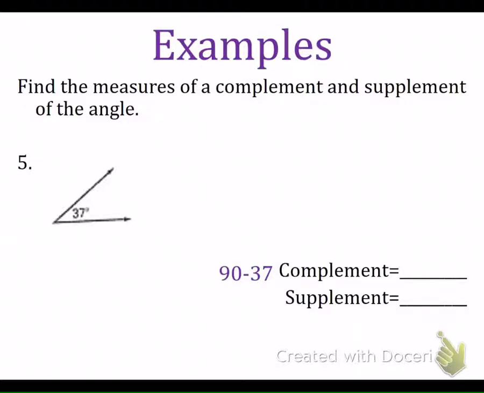Quit answering if you're not going to answer seriously. 53. Yeah, 53. There you go. Supplementary angles or supplements add to what? 180. So 180 minus 37? 143. Good. Raise your hand if you have any questions.